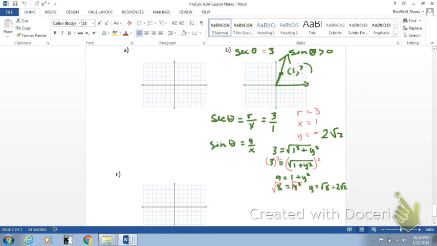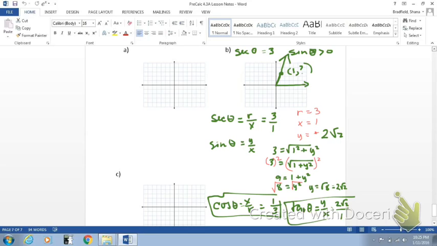So now I have values for r and x and y, and that will allow me to find cosine and tangent. So cosine of theta, which is x over r, would then be 1 over 3. And tangent of theta, which is y over x, would be 2 square root of 2 over 1, or just 2 square root of 2. So you really have to think through those problems in order to get the answer.